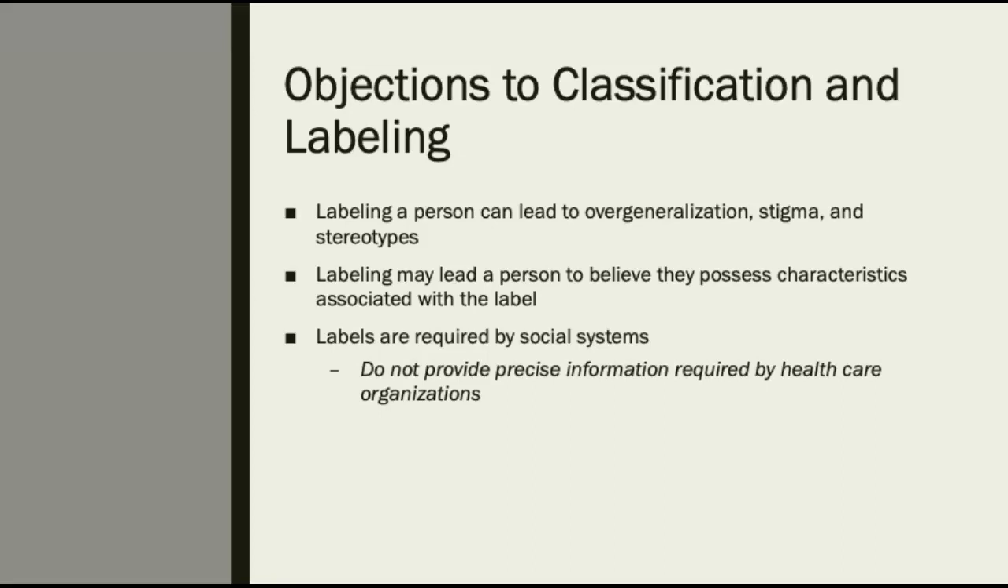And labels are on lots of levels required by our social systems, especially by insurance systems for reimbursement and in order to access treatment. However, they do not provide precise information that is sometimes required by healthcare organizations. So oftentimes we wonder, how useful is this? How useful is providing a diagnosis or a specific disorder?